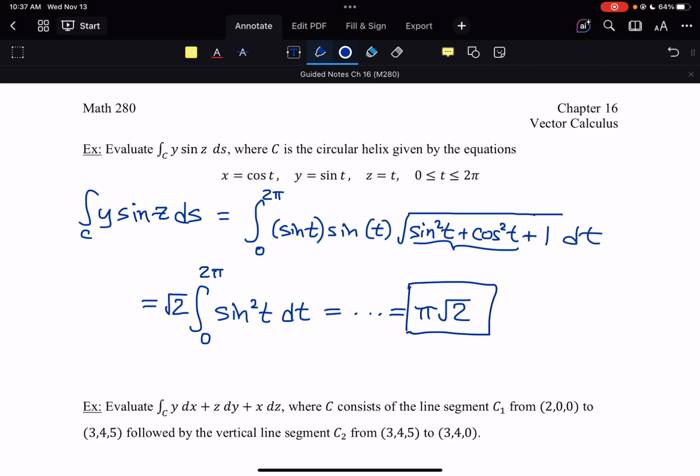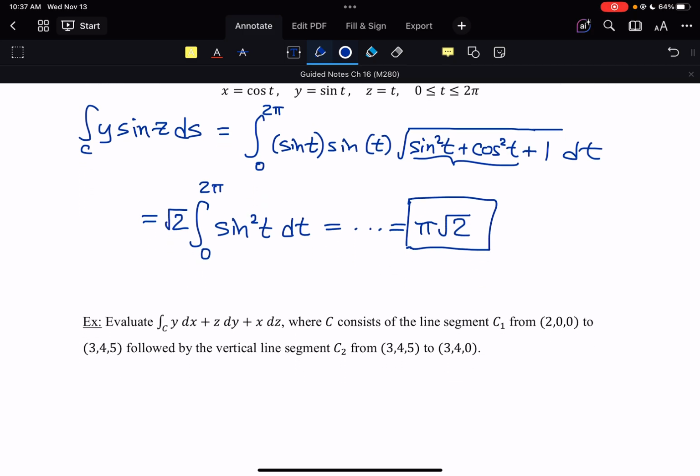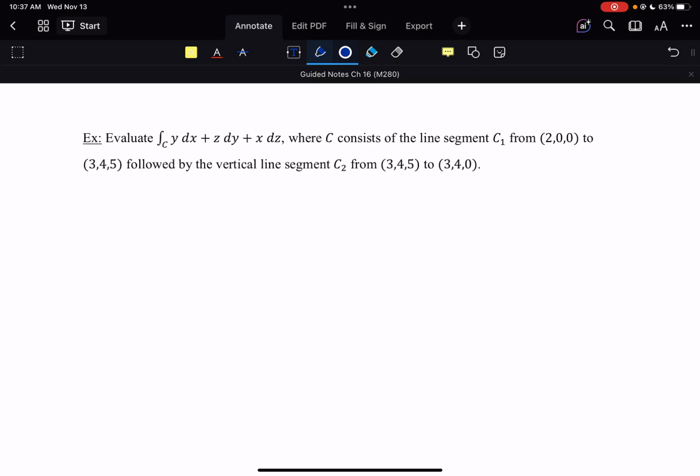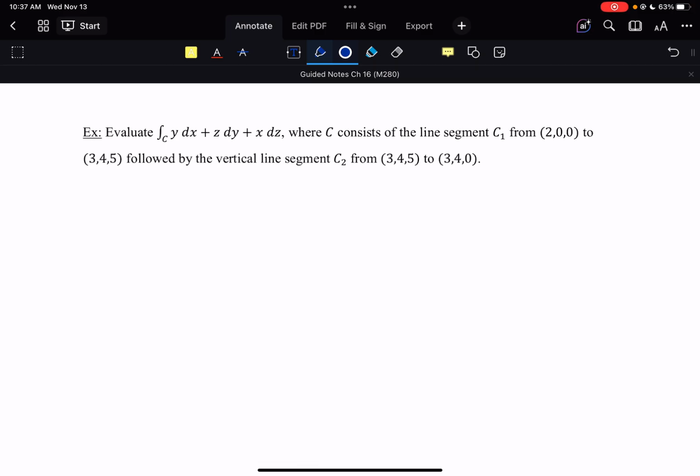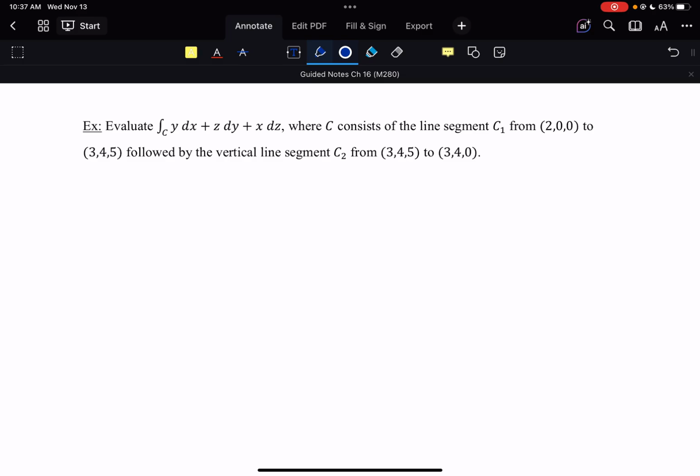So it's nice when they give us the parameterization to begin with. If we take a look at this next example, evaluate the line integral over C of y dx plus z dy plus x dz. So we're kind of just jumbling the components around a little bit, where C consists of the line segment from 2, 0, 0 to 3, 4, 5, followed by the vertical line segment C2 from 3, 4, 5 to 3, 4, 0. So this is a piecewise curve, right? We've got two separate line segments that are connected together.